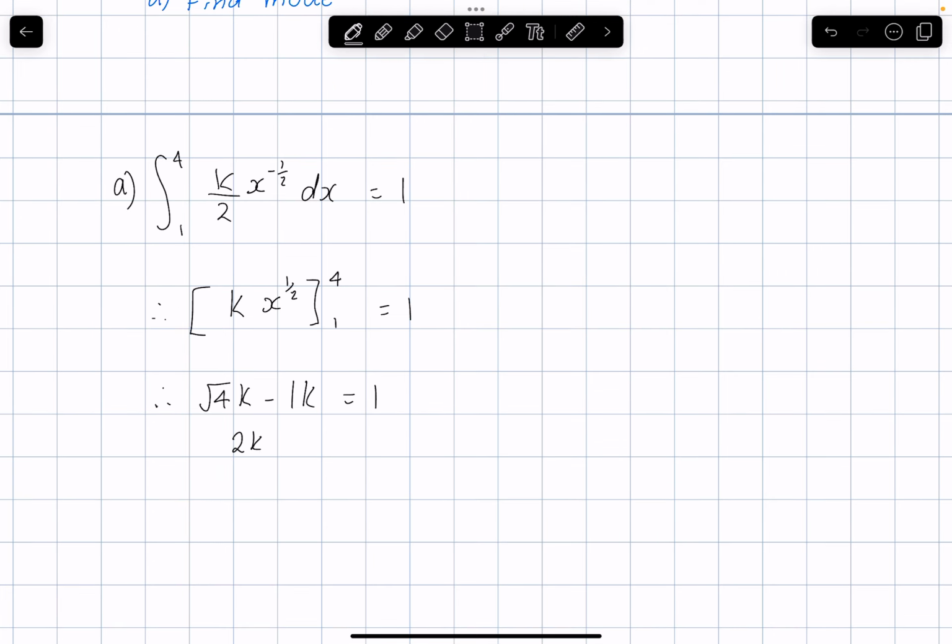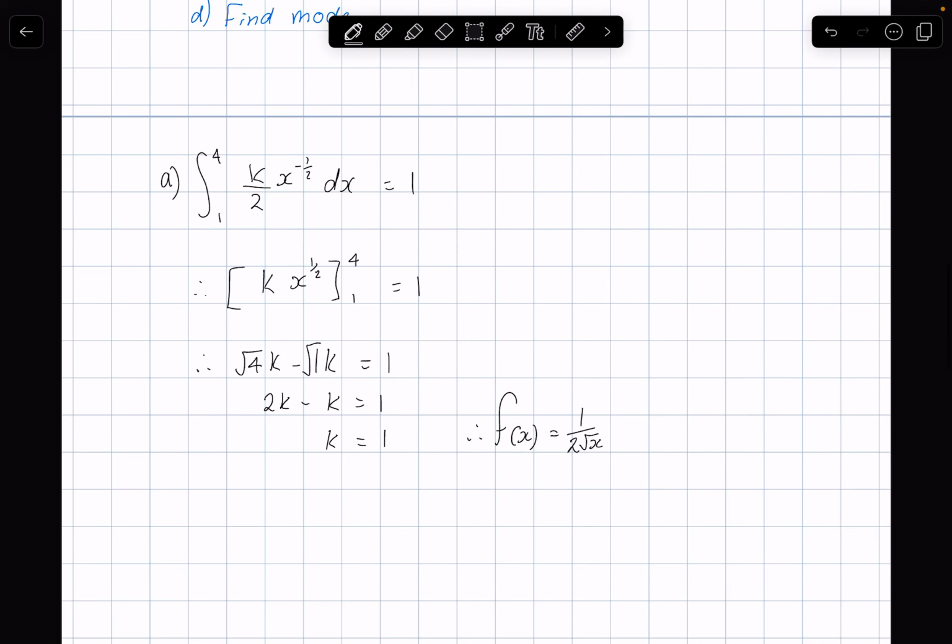So 2k minus k equals 1. That's a square root there. K equals 1. So therefore, f of x equals 1 over 2 root x. So our nice basic form there. All right, that's k. Let's do part B.